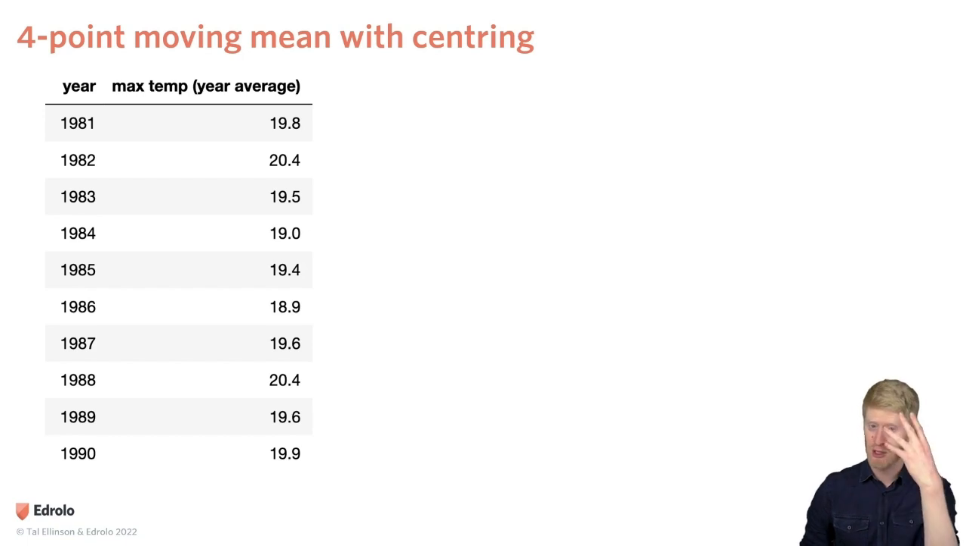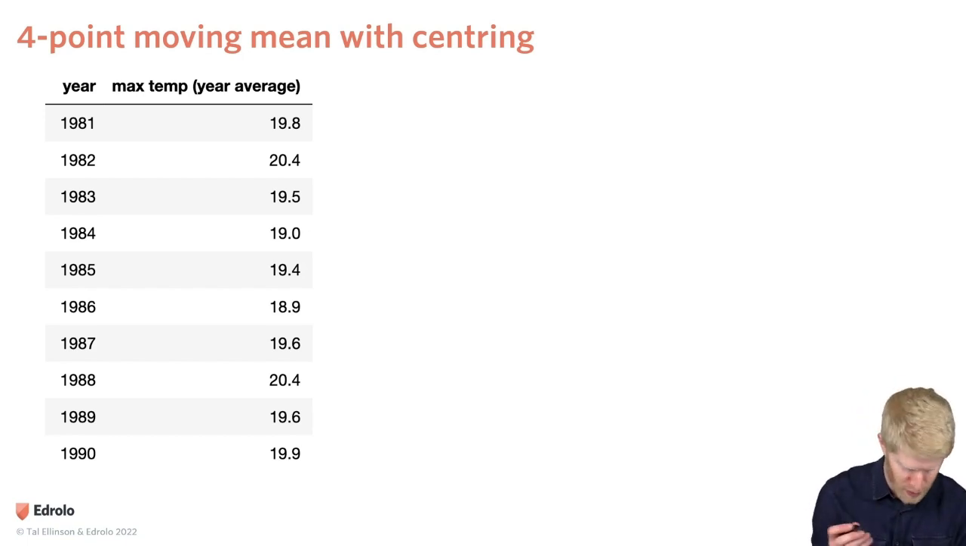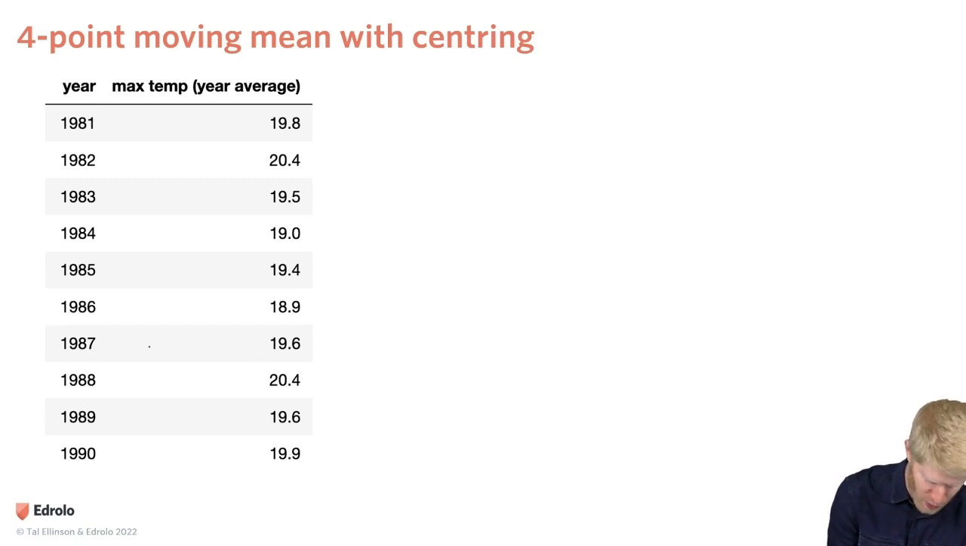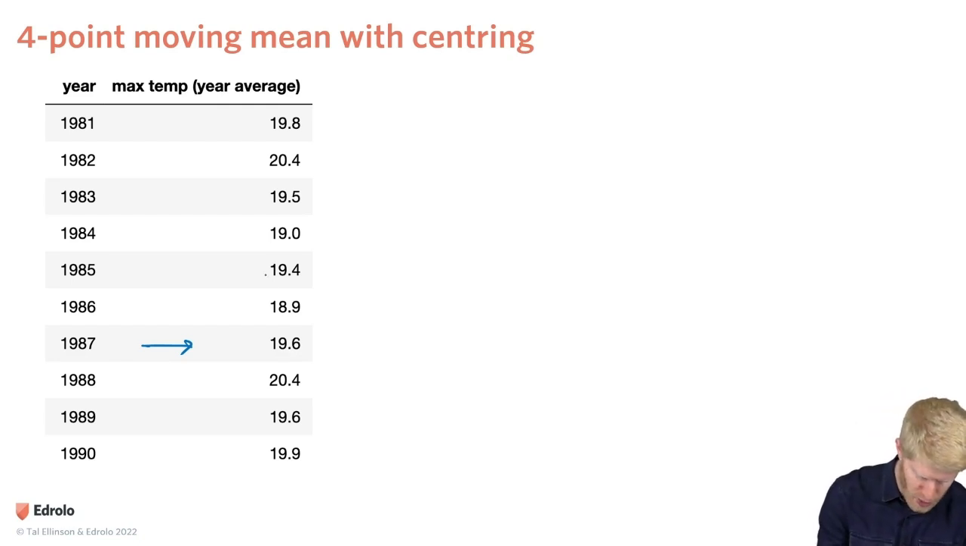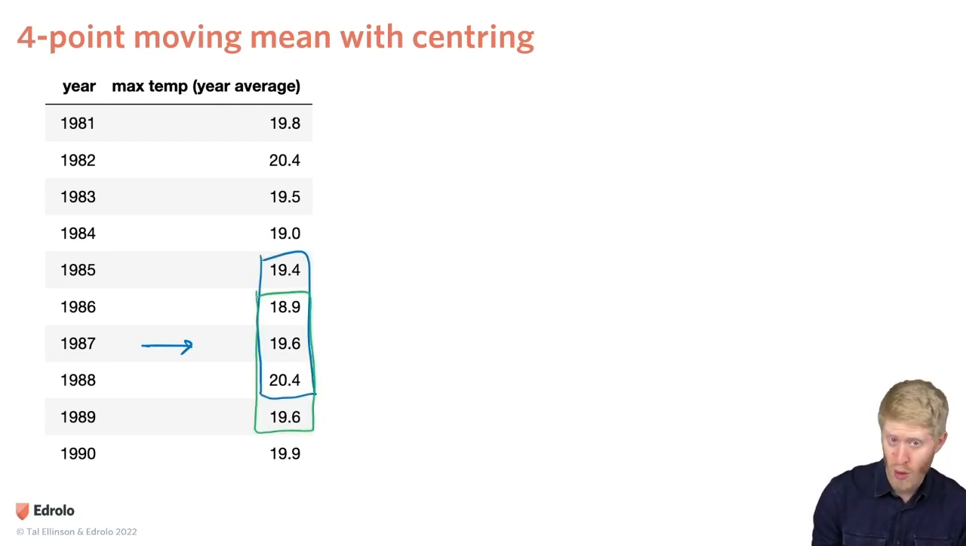We want to take the average using just 4 data points. Because this is an even number, we might have to center. Let's do an example. Let's say we want to replace the value of 1987. Well, I would want to take 4 points surrounding this data.